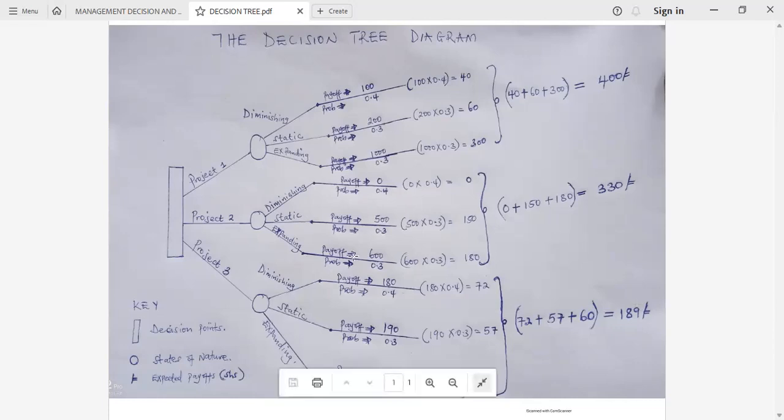So the key point here is that we have a box that will be representing the decision points. Then we have a circle that will be representing the states of nature. Those are the key important items, because what will come next will be the outcomes. Of course, the outcomes of the different projects vis-a-vis their different states of nature.